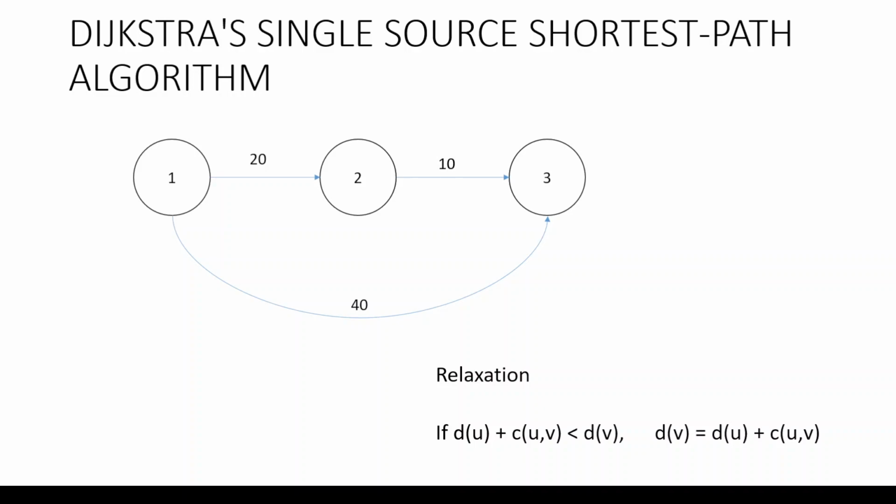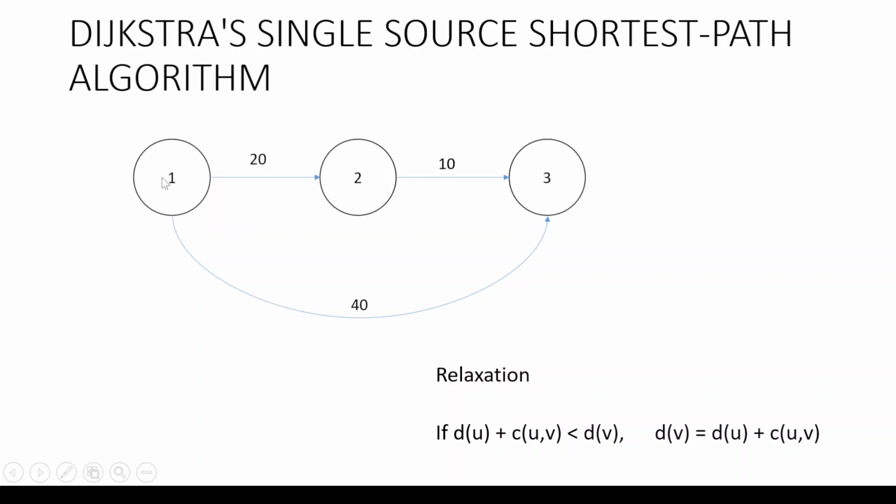Now here there are three vertices given, and there is a path from 1 to 2, a path from 2 to 3, and also a path from 1 to 3. The cost of each edge is given here: the cost of 1 to 2 is 20, 2 to 3 is 10, and the cost from 1 to 3 is 40. Let us consider 1 as the source vertex.